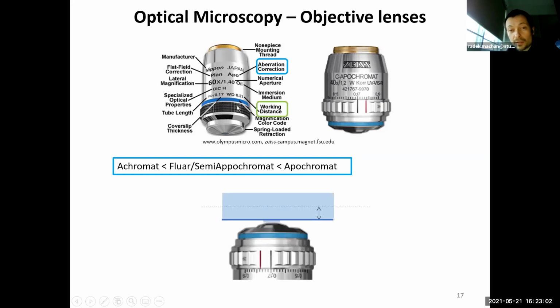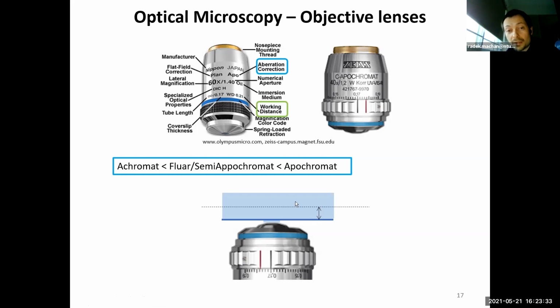A very important number is working distance, which refers to the distance between the cover slip, if the objective is meant to be used with a cover slip, or whatever glass it's meant to be used with, and the focal plane. So that tells you how deep into the sample you can reach.